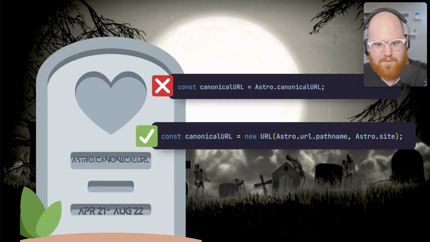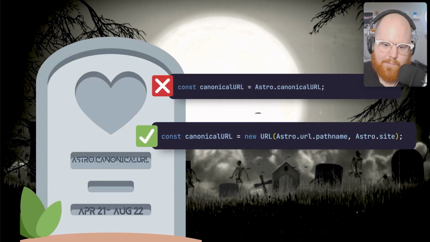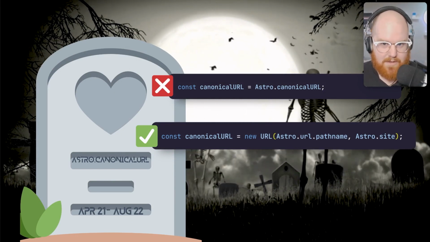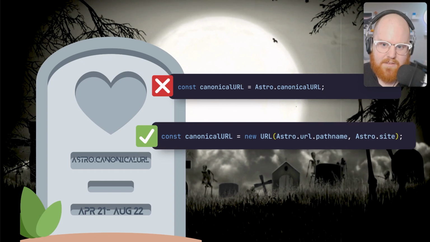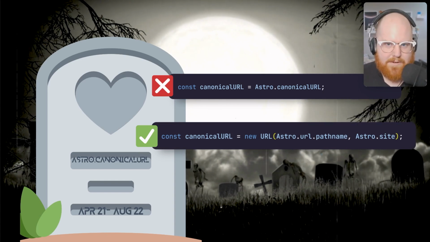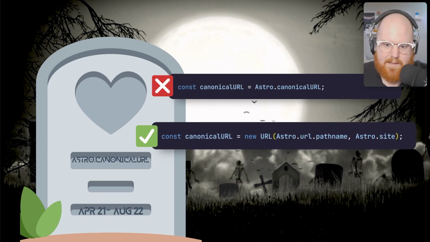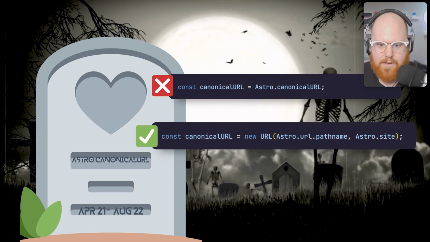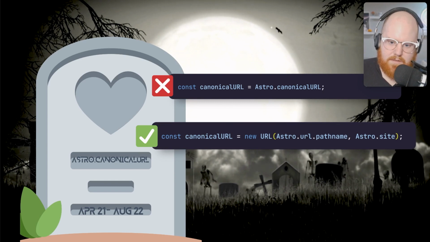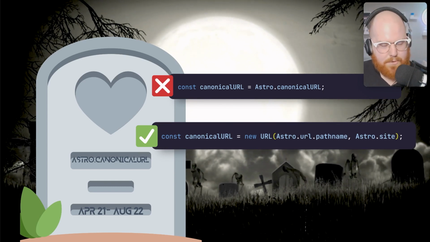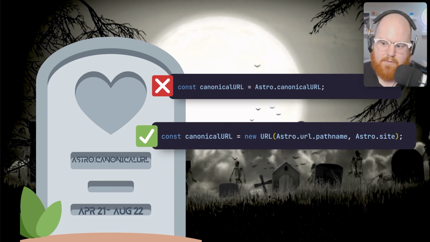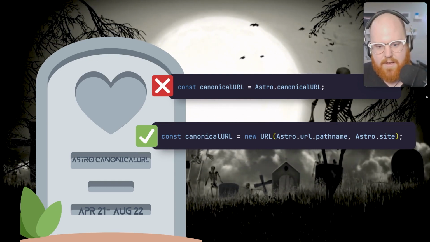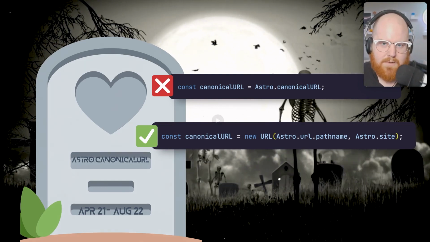Astro.canonicalURL was kind of an attempt at being as helpful as we could, but it turns out you know your canonical URL a lot better than Astro does. So this has also finally been removed after being deprecated for quite a while. You can just construct the canonical URL yourself with all the information you have. We also have Astro.url, which should give you all the information you need.